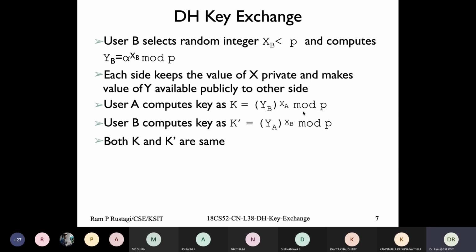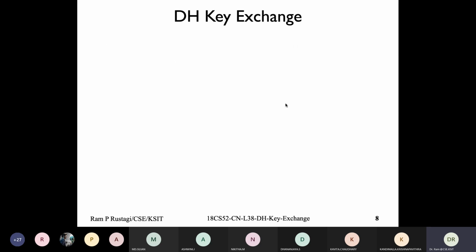and all these people in the world, they know alpha, they know P, they know YA, YB, but because they don't know XA and XB, computing XA would require a discrete logarithm, which is hard to compute for a large number, and hence can't be computed. And using this mathematics, they can agree upon a shared secret key.